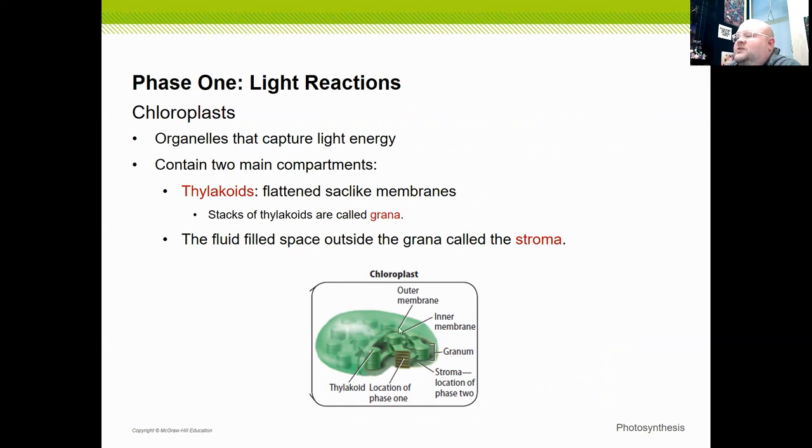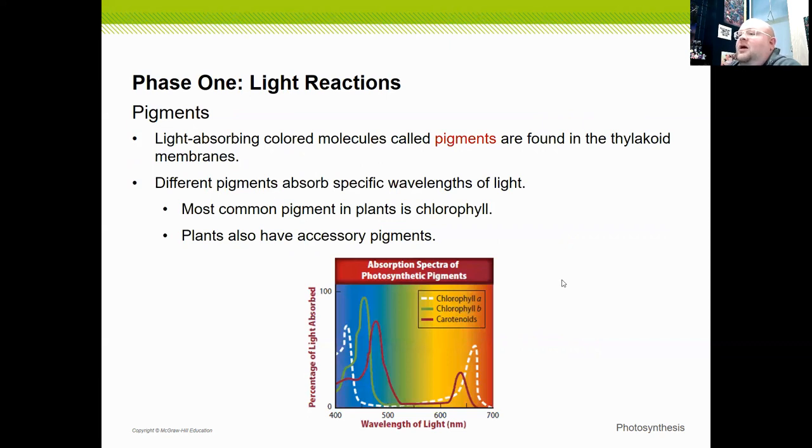They contain 2 main compartments. We have the thylakoids, which are these flattened little sacs, and stacks of thylakoids are called grana. And the fluid-filled space outside the grana is called the stroma. But this right here is a chloroplast, and this is what is contained in a plant cell to capture that light energy. And then the light-absorbing molecules called pigments are found in the thylakoid membranes. Different pigments can absorb different wavelengths of light, and the most common pigment in a plant is chlorophyll. They also have accessory pigments, but chlorophyll is the important one that we're going to be needing to know about in a plant.